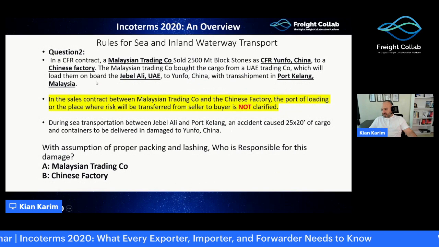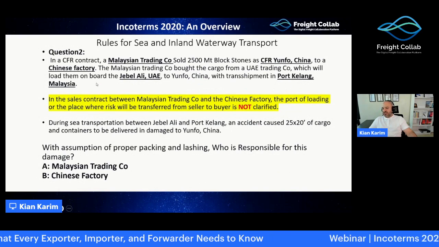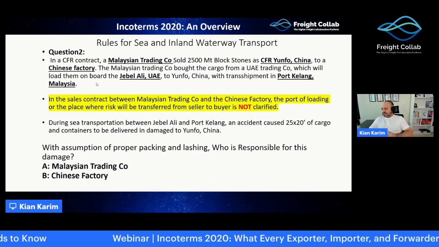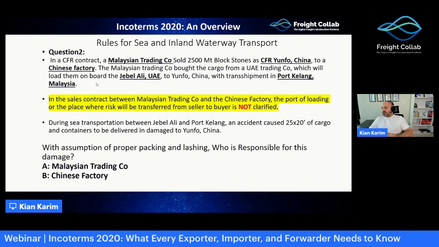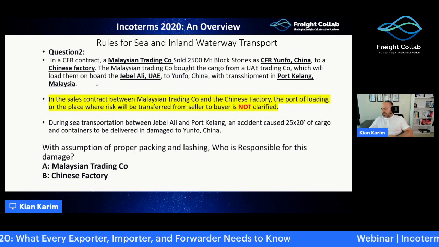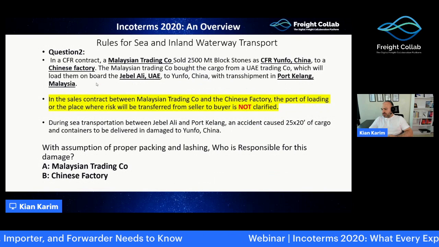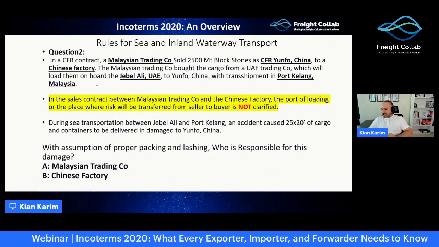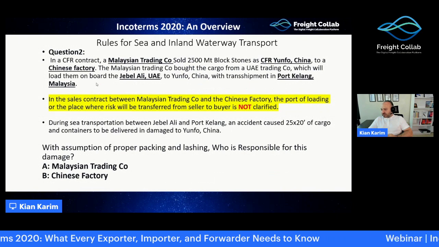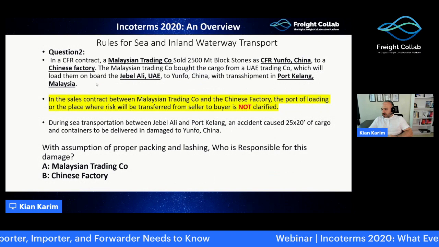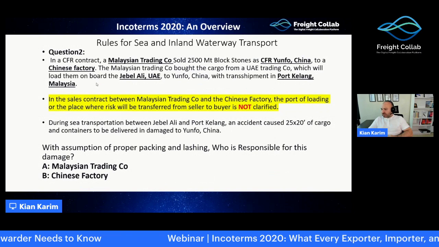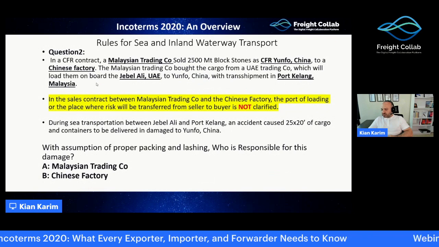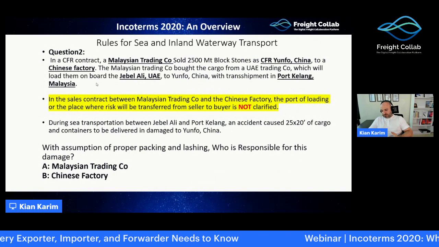Now let's read this slightly tricky question because CFR is very important. I really want you to learn CFR after this session. Take a look at question two. In the CFR contract, a Malaysian trading company sold 2,500 metric tons of block stones as CFR Yunfo, China, to a Chinese factory. The Malaysian trading company bought the cargo from a UAE trading company, which will load them on board at Jebel Ali, UAE, to Yunfo, China, with transshipment in Port Klang, Malaysia.